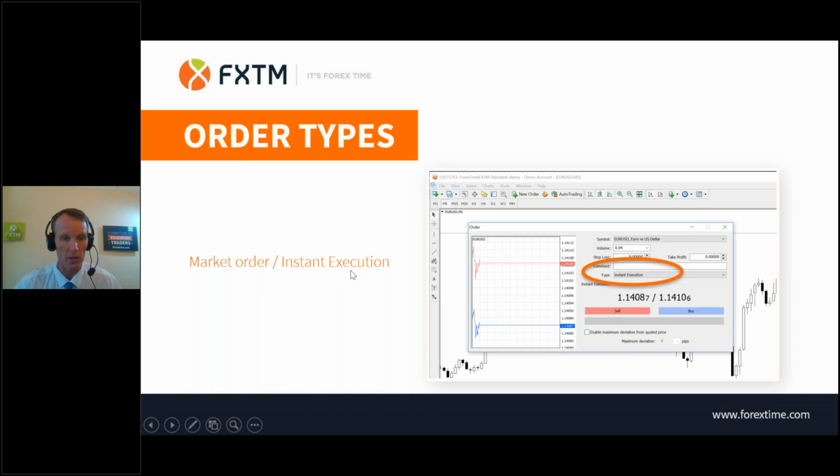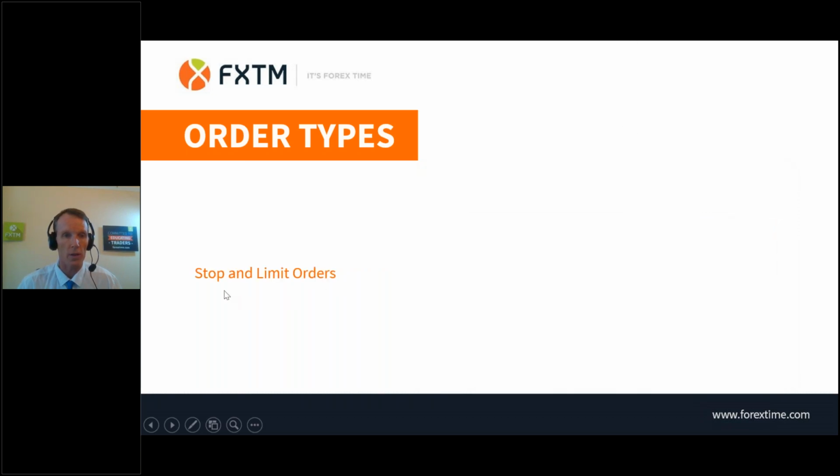So this is a market execution. Market order or instant execution, and as you can see, you are in the market, right? You're not waiting to get into the market. You want to enter at that stage because that is where your method will show you, or that's what your method said, right? So let's jump to the pending orders.